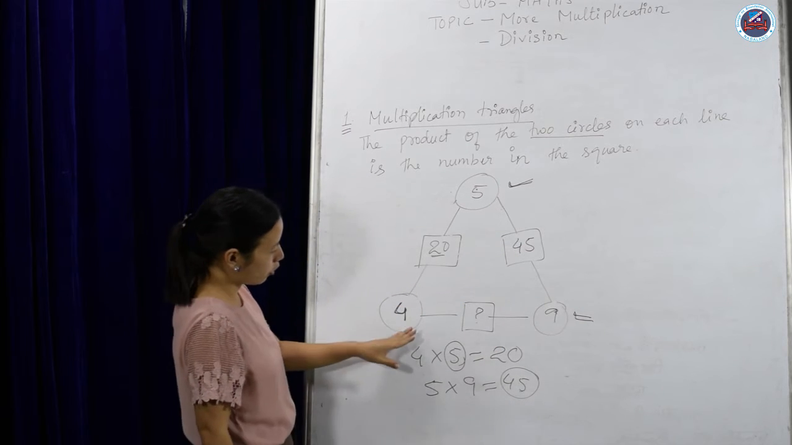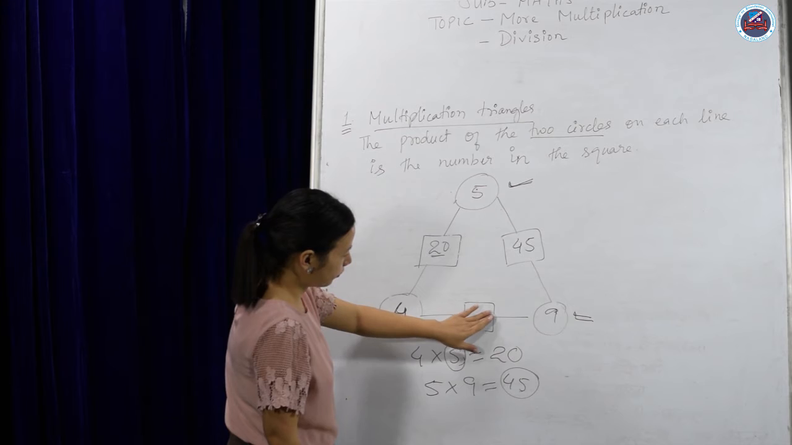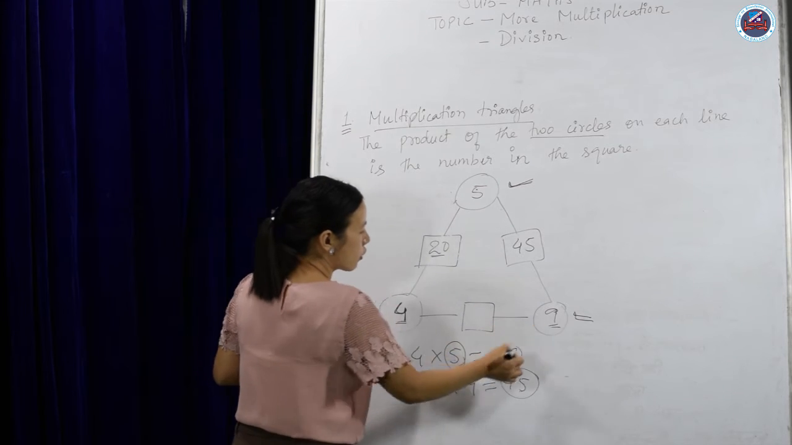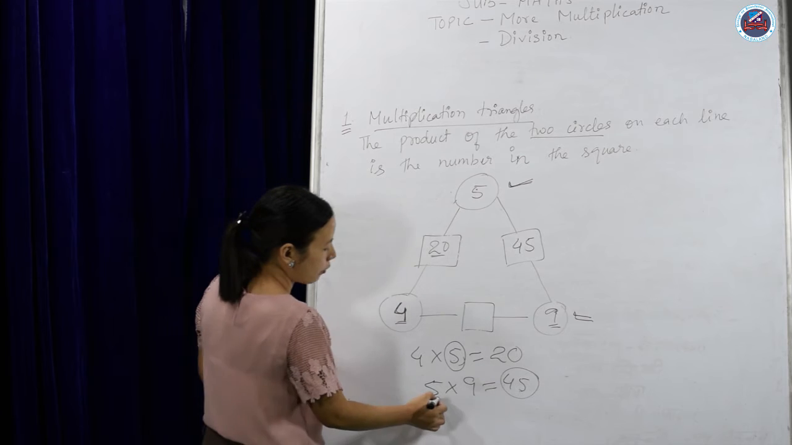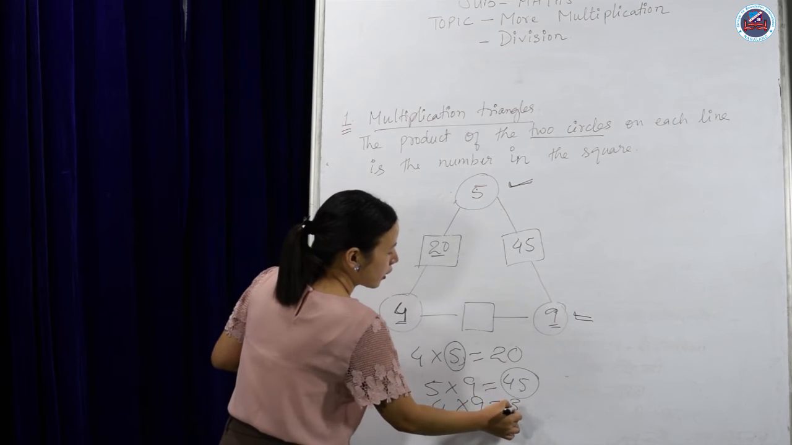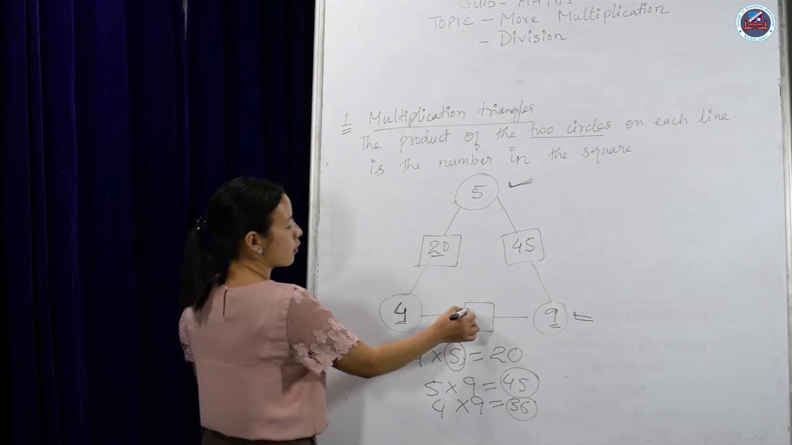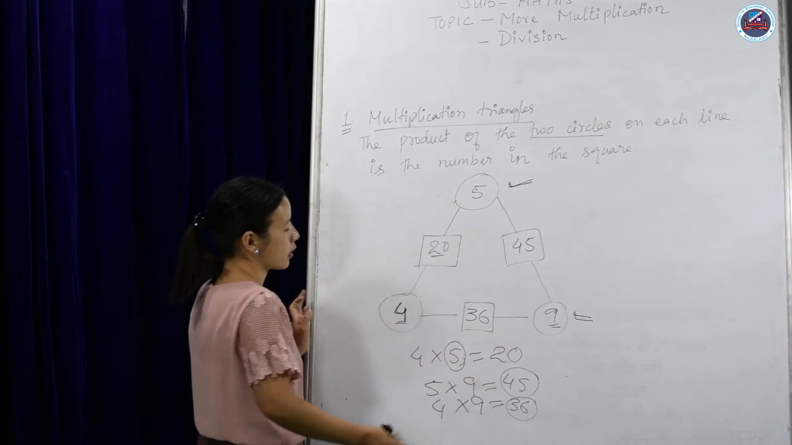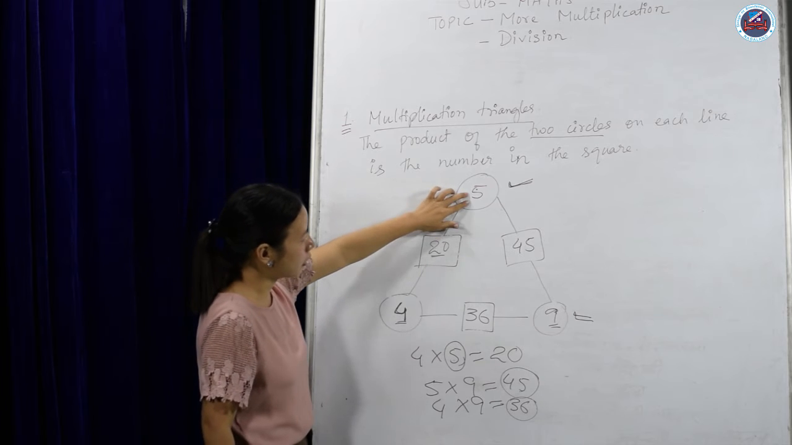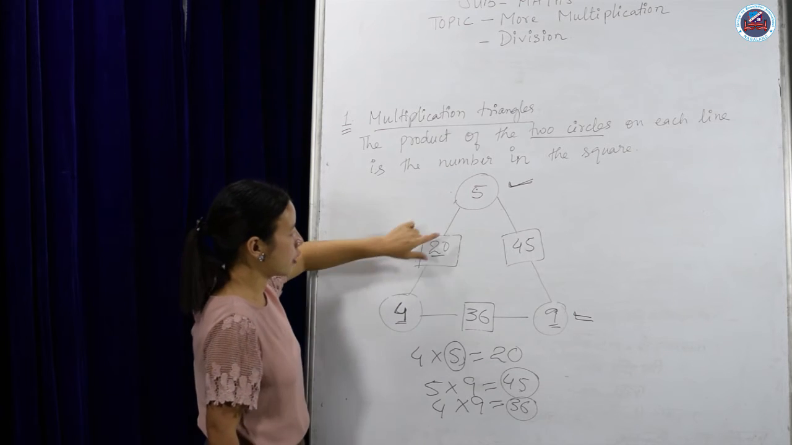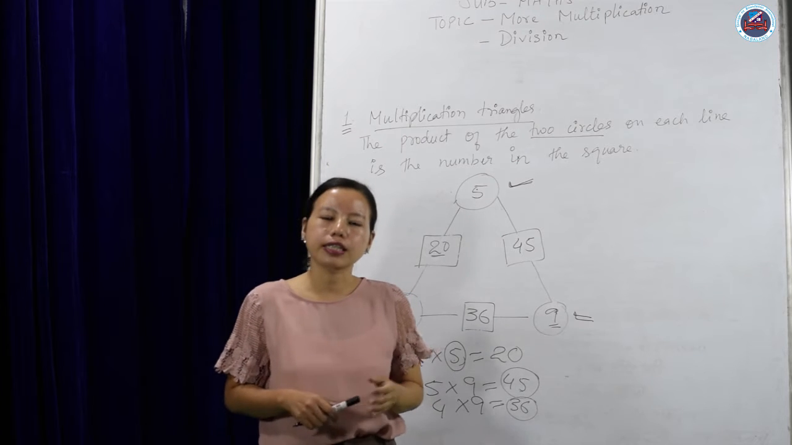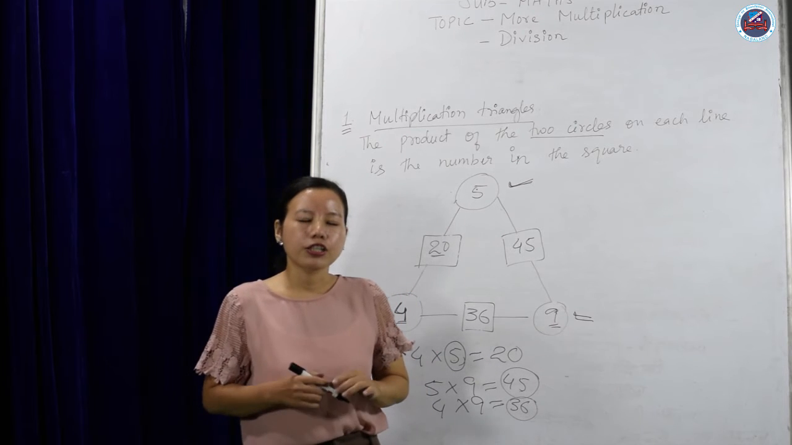Okay, same way we're going to do it for this one here. So we have 4 and 9, so we're going to read the table of 4. When we read the table of 4, we find that 4 times 9 is 36, right? So the answer is 36, so we're going to write this 36 inside this square box. So know that to get the square, you have to multiply the circle numbers to get the answer for this square, okay?